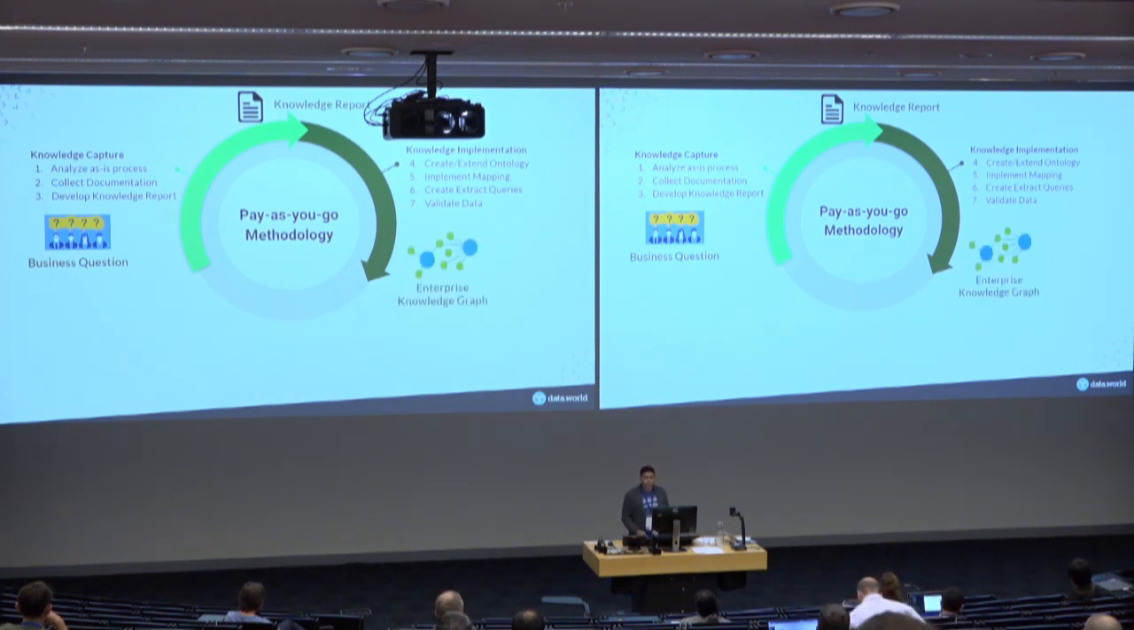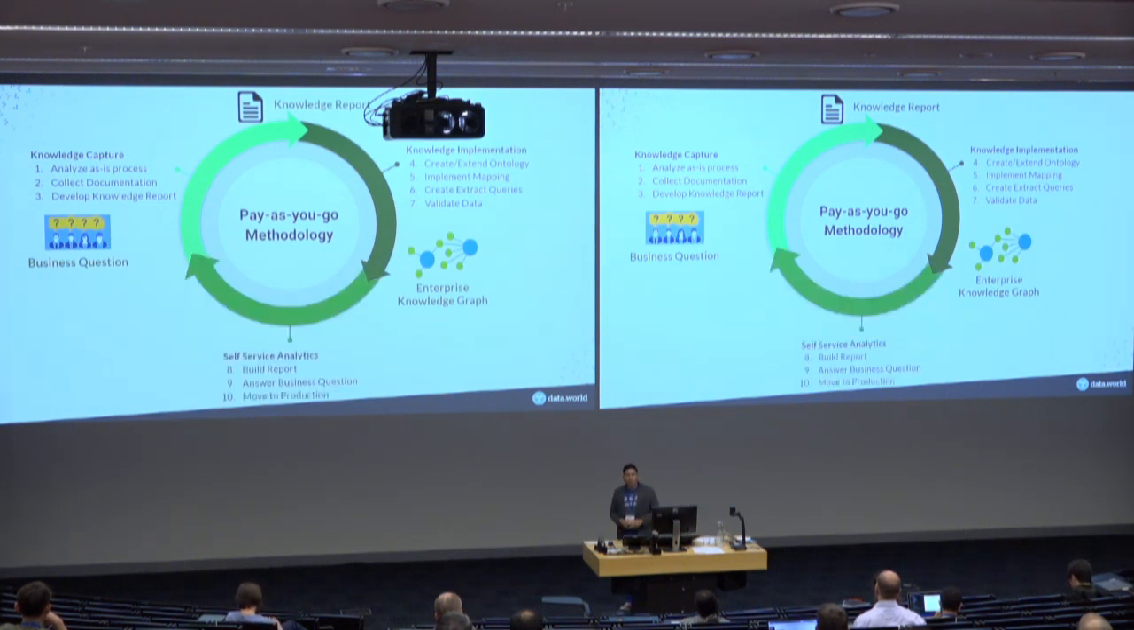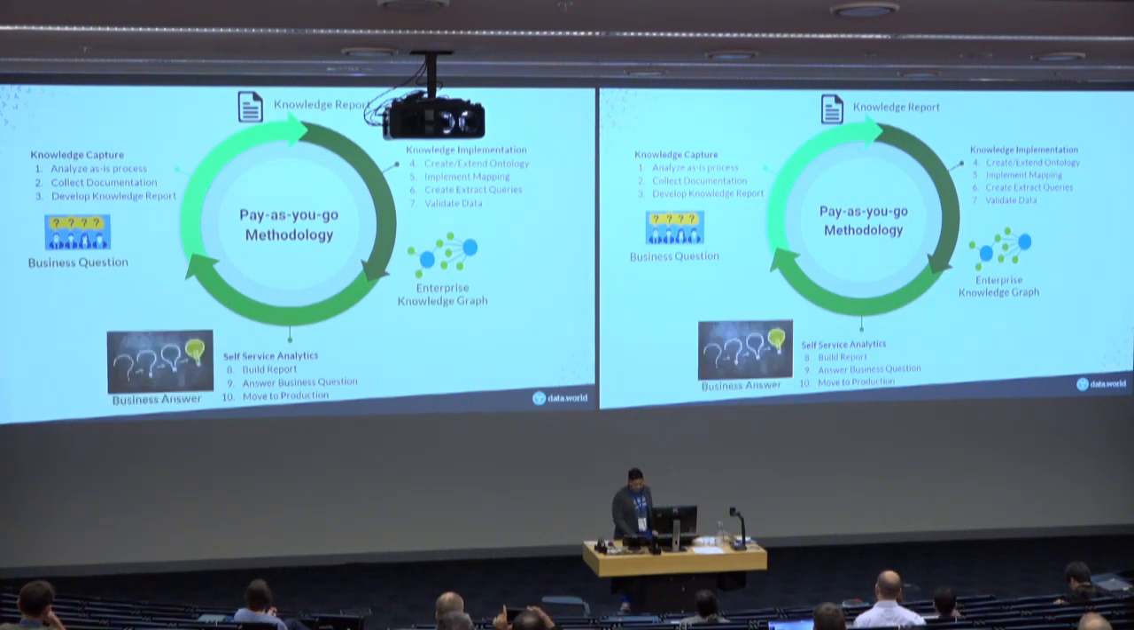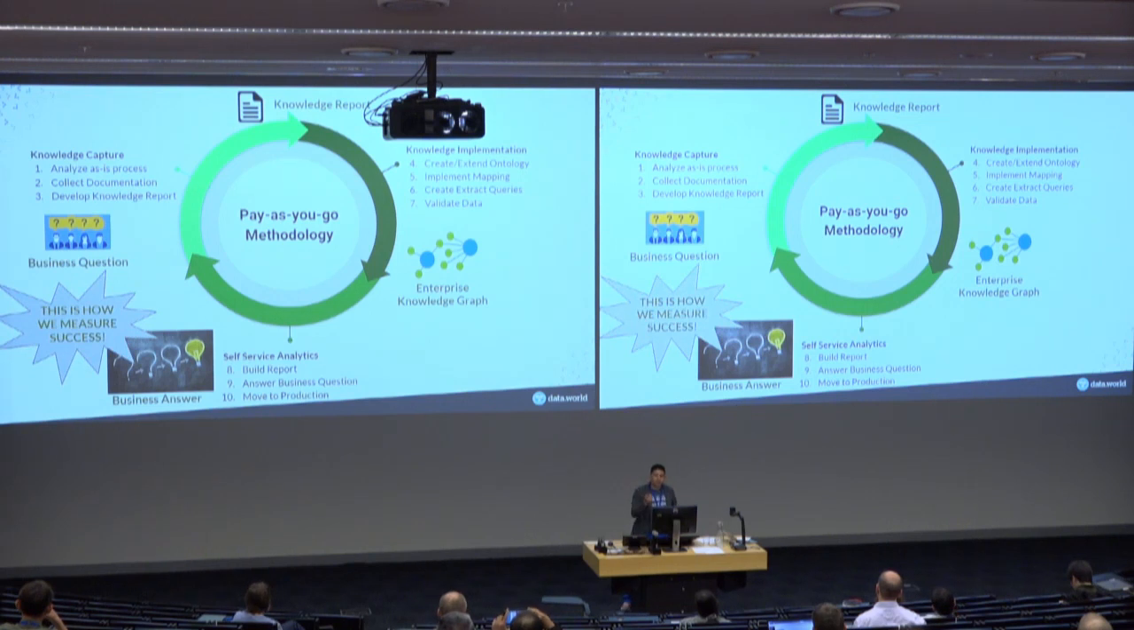And then the result of this is going to be a small knowledge graph that is the data to represent the question that you're answering. And with this, you can now go into this self-service mode and say, you know what, you got the data and you're able to go answer the question because this is very small. And if you are able to answer the question, success. That's how we know we finished the cycle.